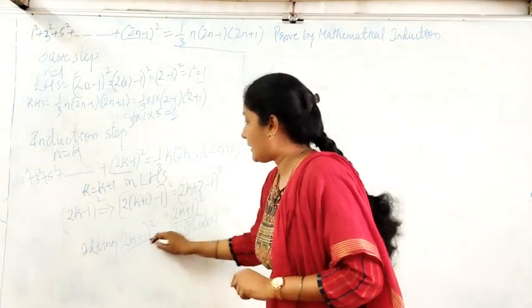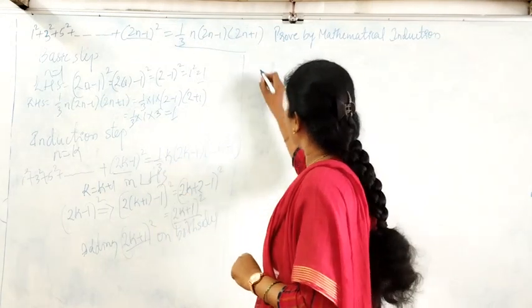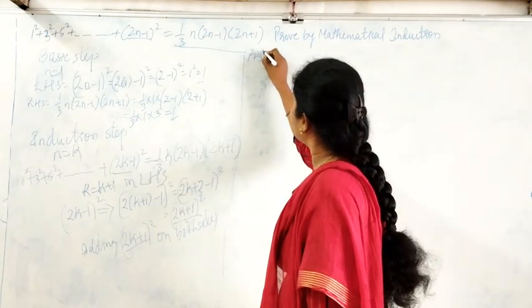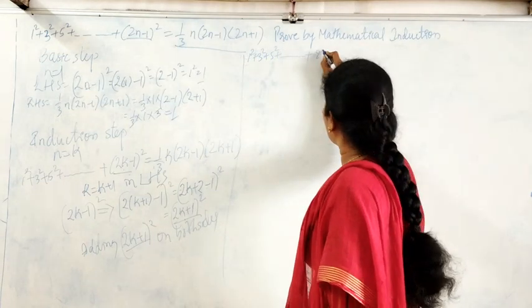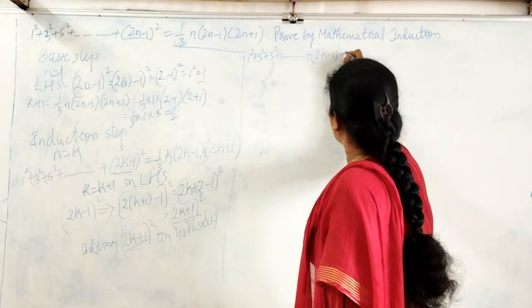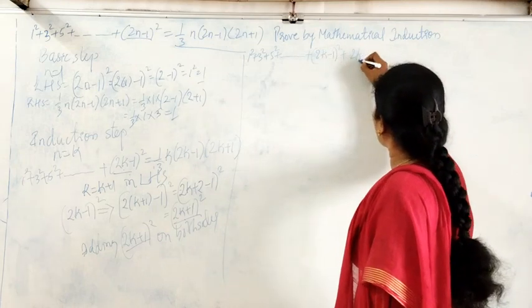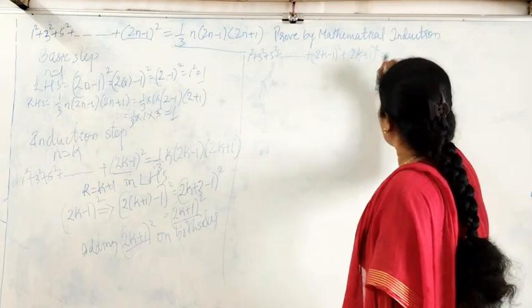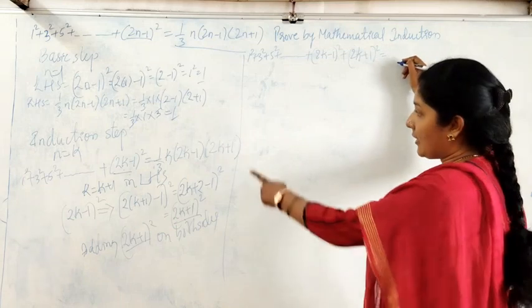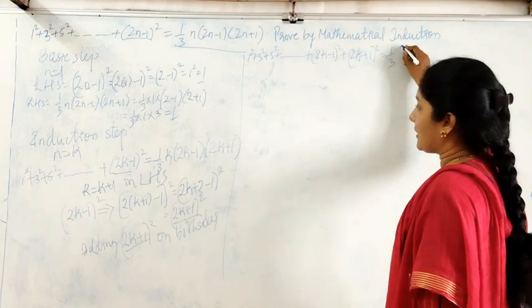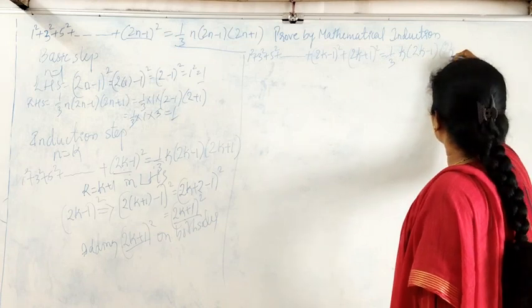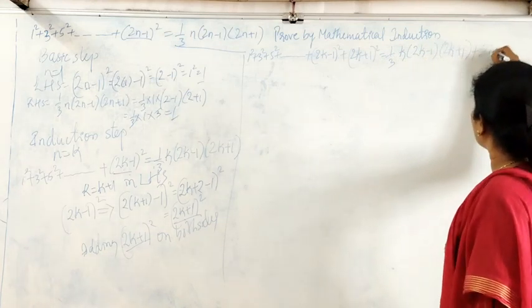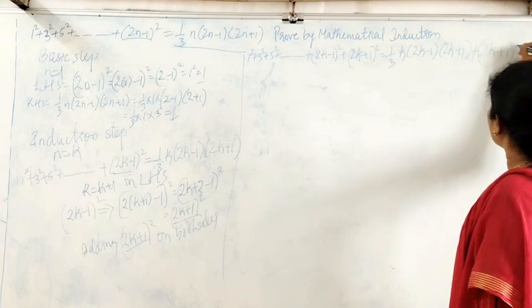Add this on both the sides here. So, the equation will be plus (2k minus 1) whole square plus (2k plus 1) whole square, and that is equal to, see the RHS, 1 by 3 k into (2k minus 1) into (2k plus 1) plus (2k plus 1) whole square.